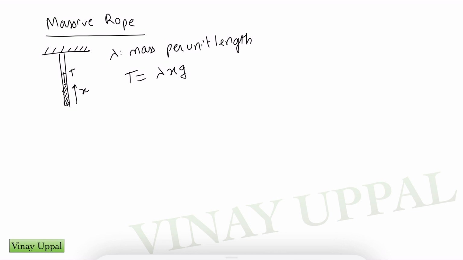if lambda is a constant. So this rope is a uniform mass distribution. This expression is actually very useful because we'll encounter it again in waves and again in properties of matter as well.